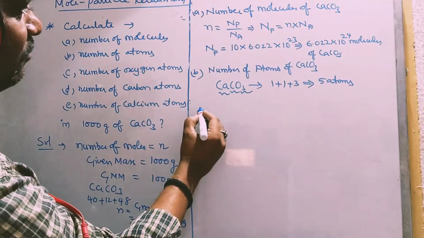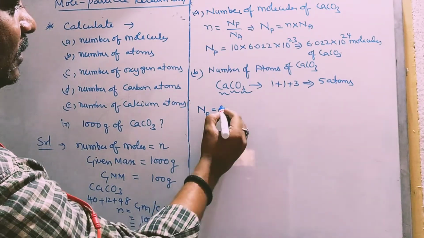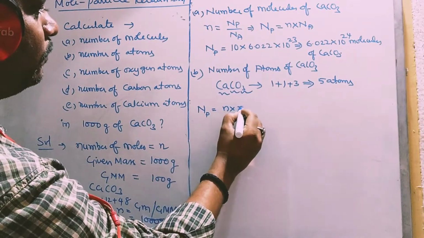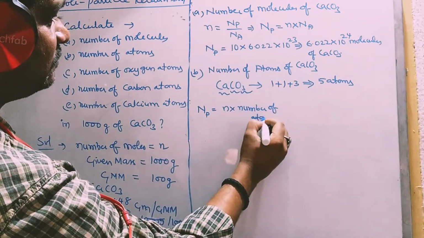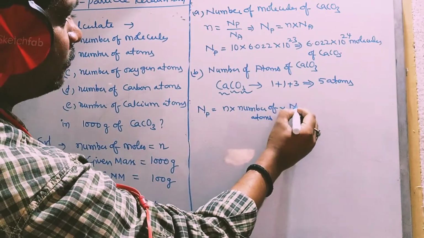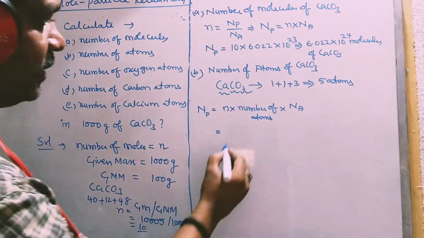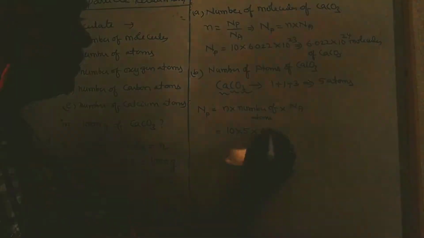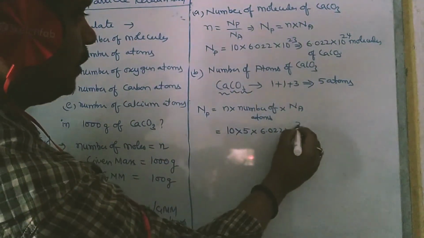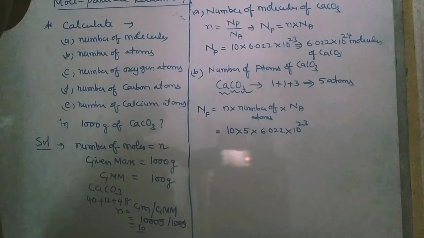To calculate the number of atoms or number of particles, it equals n into number of atoms into Avogadro number. n you already calculated as 10. How many atoms are there? 5 into 6.022 into 10 power 23.